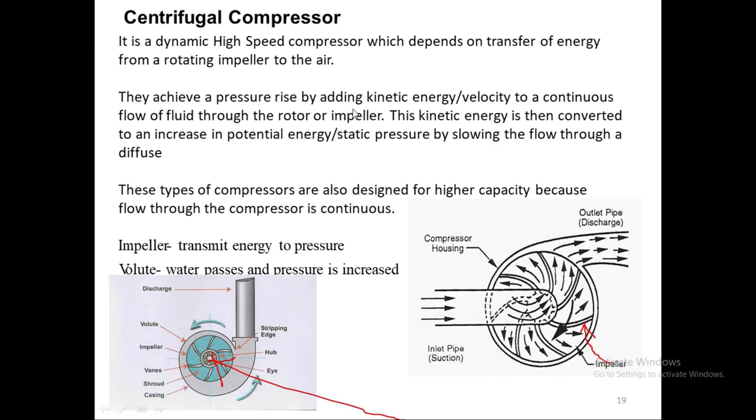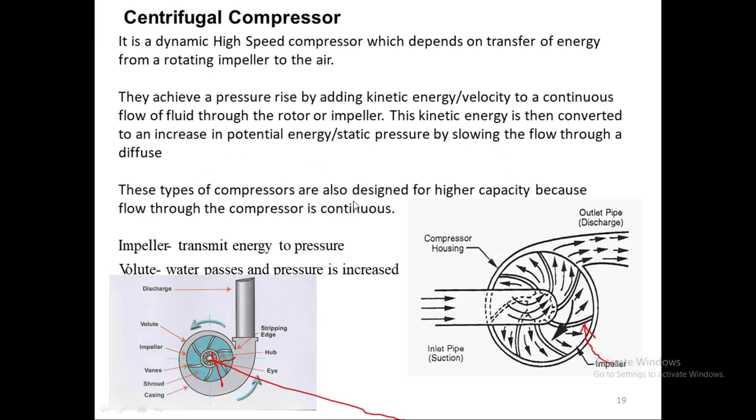They achieve a pressure rise by adding kinetic energy, velocity, to a continuous flow of the fluid through the rotor or the impeller. This kinetic energy is then converted to an increase in potential energy, static pressure, by slowing the flow through a diffuser. So this flow is at high velocity, and kinetic energy is being imparted to the air or to the gas. Then all of a sudden it finds a larger area, so it slows down. When it slows down, its kinetic energy converts to potential energy, which is the pressure. So static pressure will rise and the gas or air will be supplied.